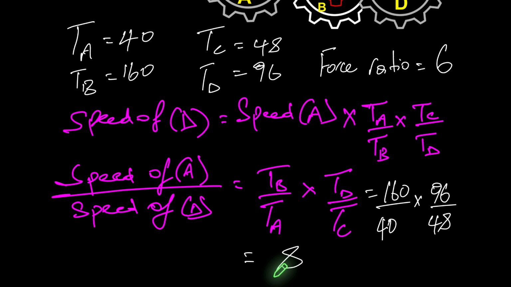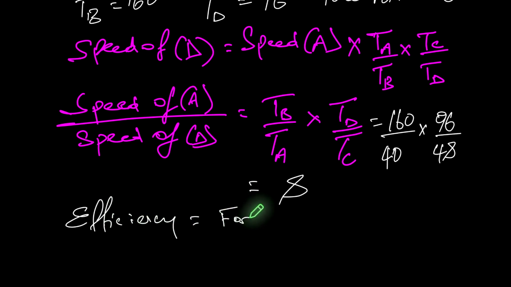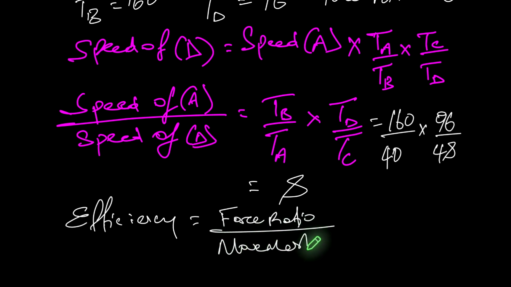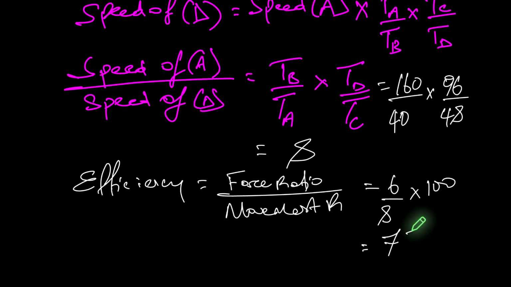So say we were to take it a step further then and evaluate the efficiency of this simple machine. So the efficiency, as mentioned before, is just going to be our force ratio divided by our movement ratio. Now the force ratio was given, and that was 6, and we just calculated the movement ratio to be 8, and because it's efficiency we're evaluating here, then we multiply by 100 to get this as a percentage. So as a percentage, we would have here 75%.